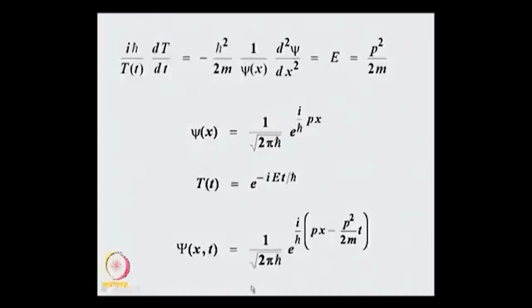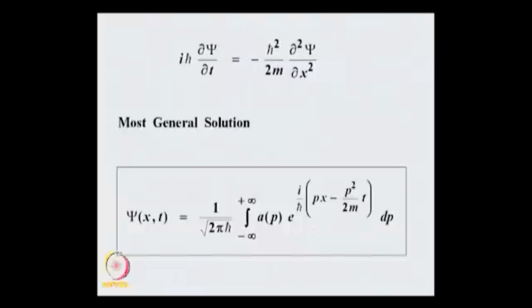So, this is a solution of the one dimensional time dependent Schrodinger equation for a free particle. What is the value of p? P can take any value from minus infinity to plus infinity. So, therefore, the most general solution of this equation is an integral like this.